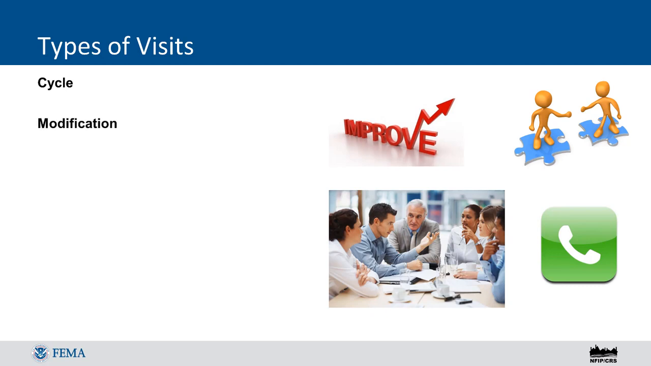We also have modification visits. Let's say you're on a 5-year cycle schedule. You do not have to wait until your next cycle verification to change your class if you believe you can do so. At any time during those 5 years, go ahead and contact your CRS specialist, and we can do what's called a modification. If you're improving a class, we just look at the new activities that you want credit for. This process does not look at all your existing activities, just the new ones to reach that next class.